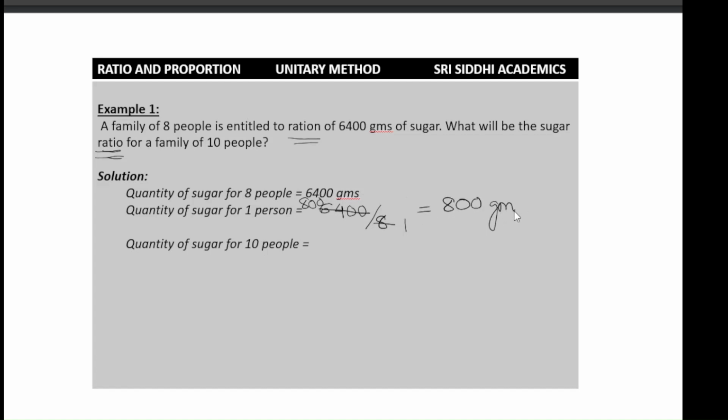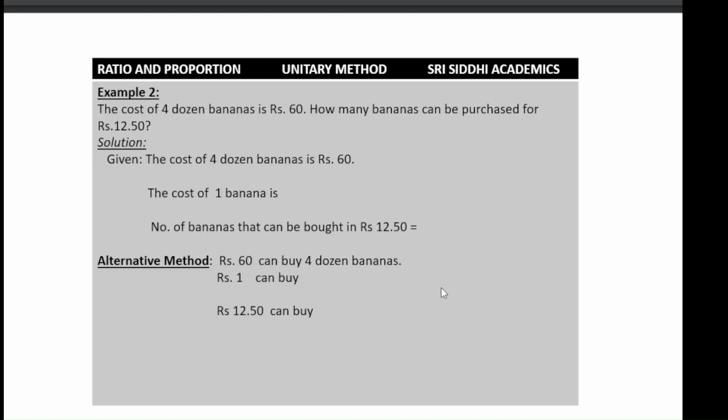Okay. And quantity of sugar for 10 people. So for 10 people means we are finding more. If we try to find more, we multiply. So it will be 10 multiplied by 800. The answer is 8,000 grams. Okay, so this is the way we solve questions in unitary method. Let's move to the next question.